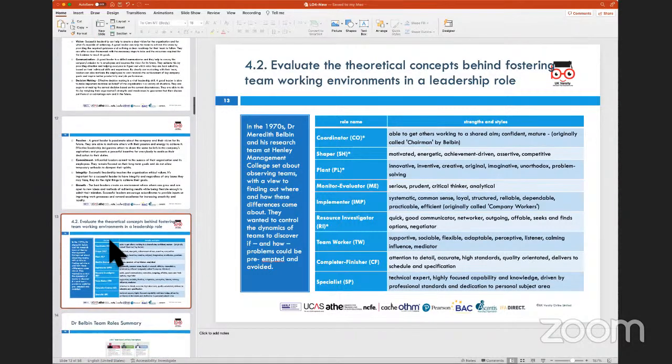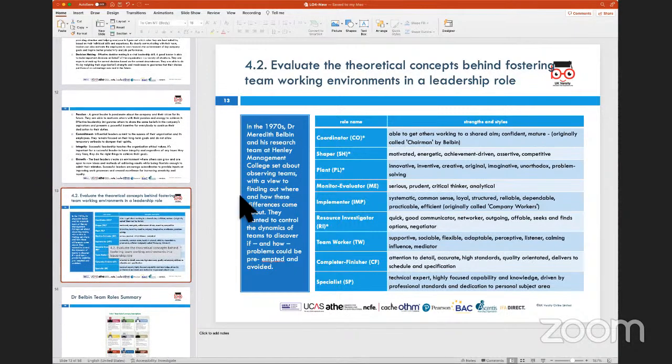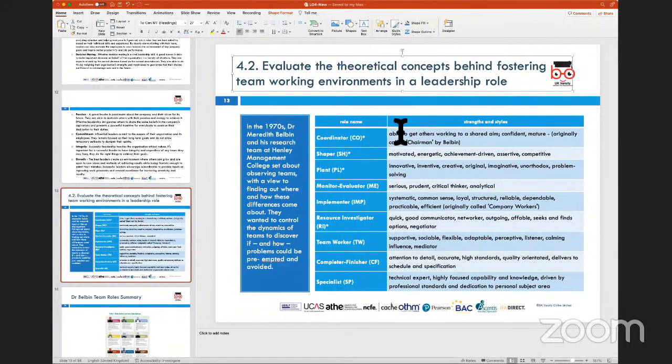Now, the second assessment criterion that we're looking at is understanding the theoretical concepts behind fostering team working environments within a leadership role. Here we are looking at understanding two basic models. One is work which was done by Dr. Meredith Belbin. He carried out lots of studies. He was a professor at Henley Management College in the UK, and his team did a number of experiments to understand the dynamics of how people work within a team.